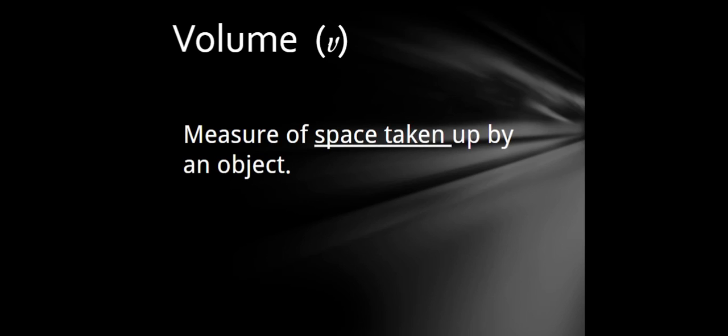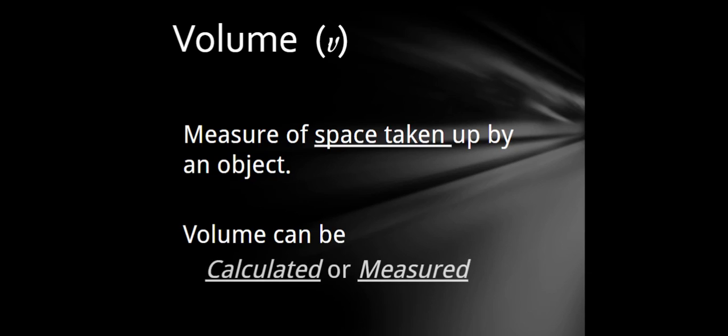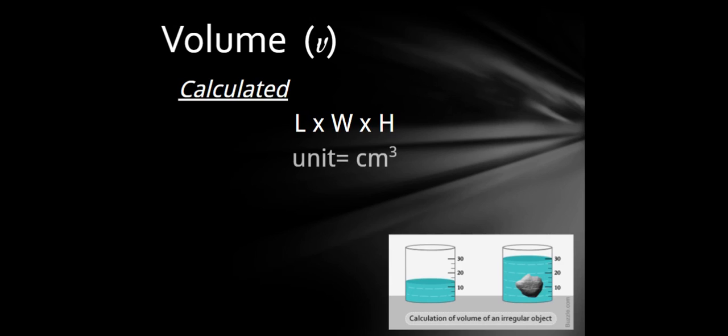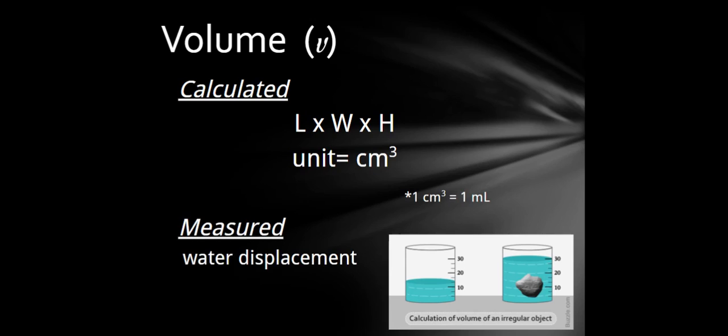Volume. Volume is the amount of space that an object takes up, and it can be calculated or measured depending. One way that we calculate volume is to take measurements for length, width, and height and multiply them together. That will give us centimeters cubed, and most of you have done those calculations in your math classes up to this point. But everything is not a prism and cannot be calculated that way.